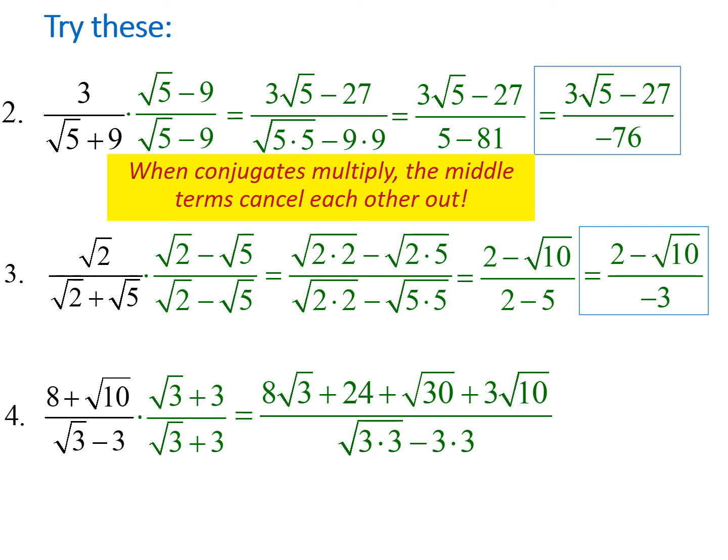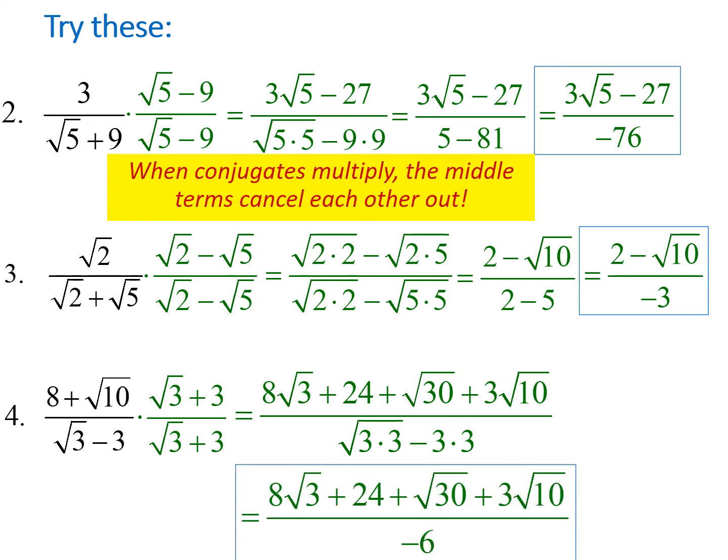We'll multiply the first terms together. 8 times the square root of 3 gives us 8 times the square root of 3. 8 times 3 is 24. Square root of 10 times the square root of 3, square root of 30. And the square root of 10 times 3 is 3 times the square root of 10. We take a look at the denominator, the conjugate. We know what we want to happen. Voila.